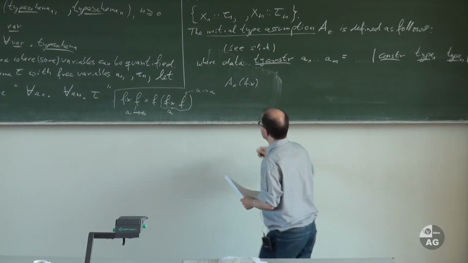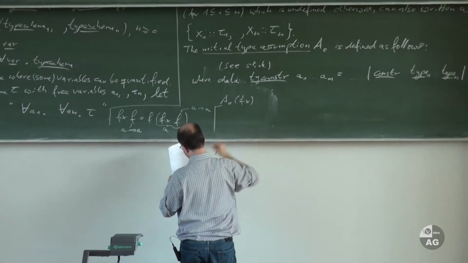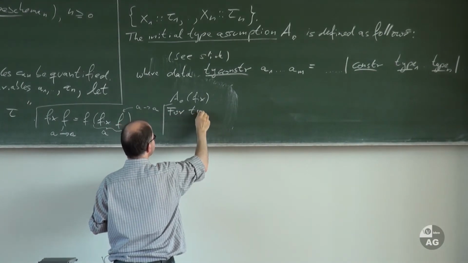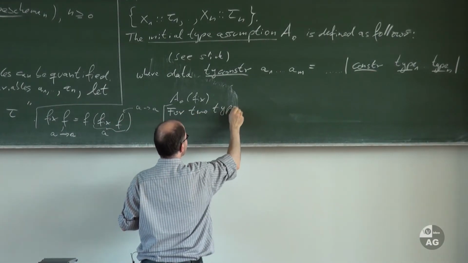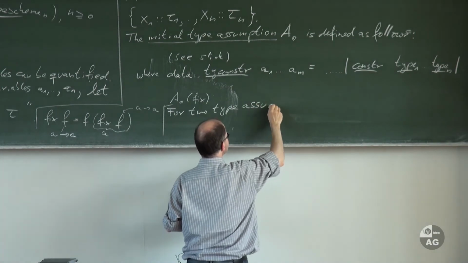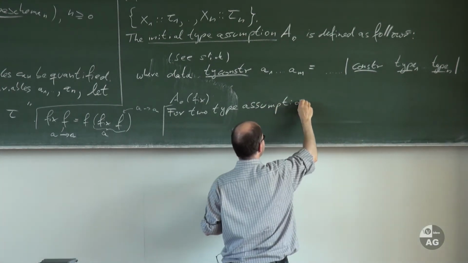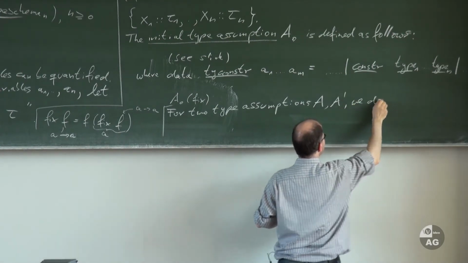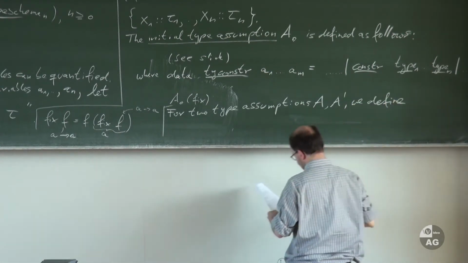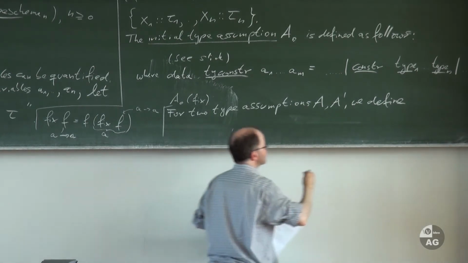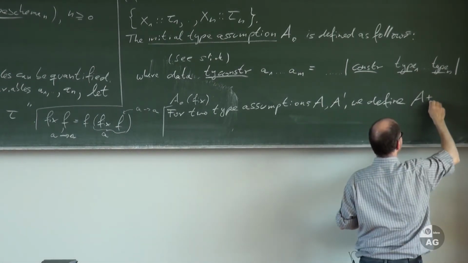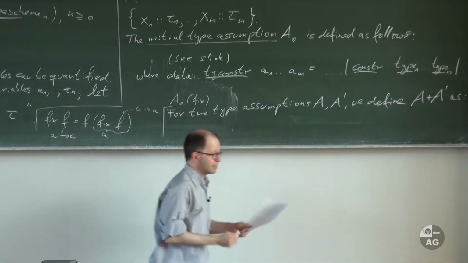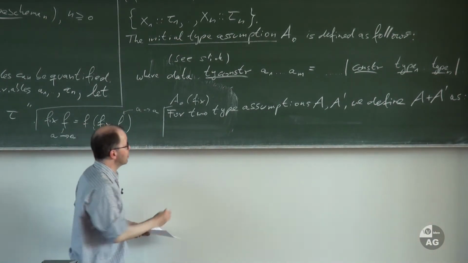And we use the same notation also for type assumptions. So for two type assumptions, A and A prime, we define a new type assumption A plus A prime as follows. And this is exactly the same idea as for the environments.